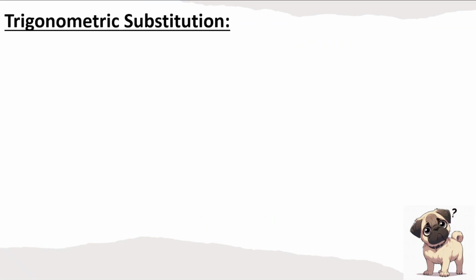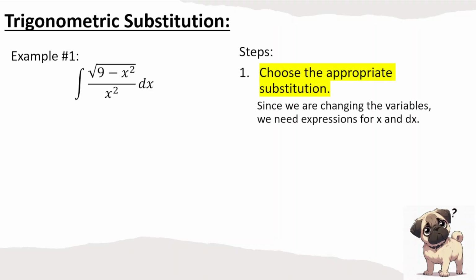So let's take a look at an example. For this example, we'll look at the integral of the square root of 9 minus x squared over x squared dx. So our first step is going to be to choose the appropriate substitution. Now, since we are changing the variables from an integral in terms of x to an integral in terms of theta, we'll need expressions for both x and dx.